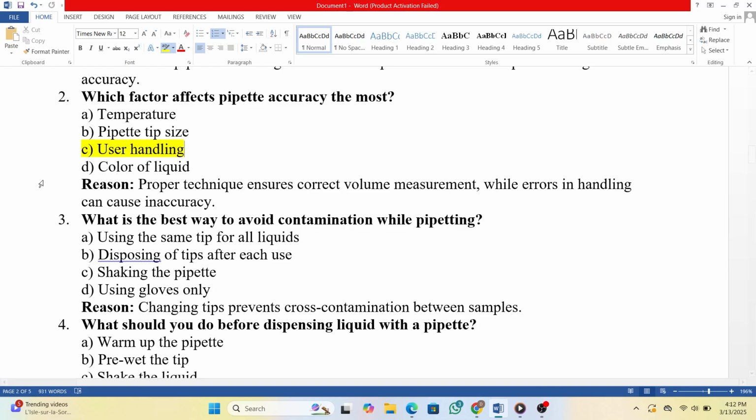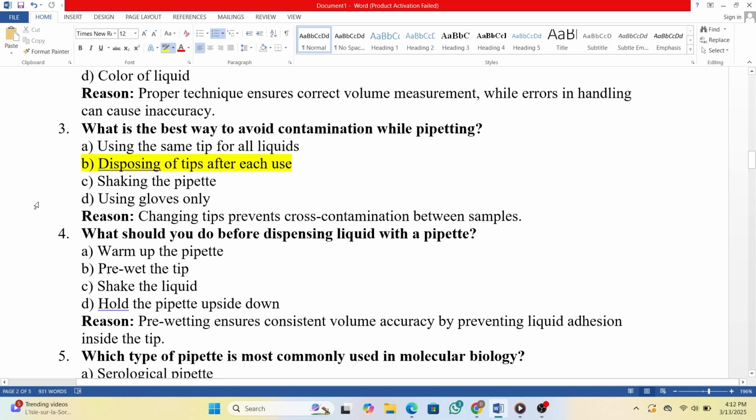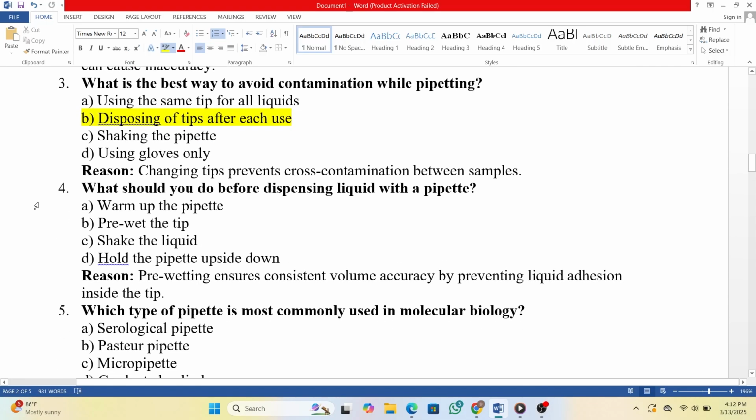3. What is the best way to avoid contamination while pipetting? A. Using the same tip for all liquids. B. Disposing of tips after each use. C. Shaking the pipette. D. Using gloves only. Answer: B. Disposing of tips after each use. Reason: changing tips prevents cross-contamination between samples.